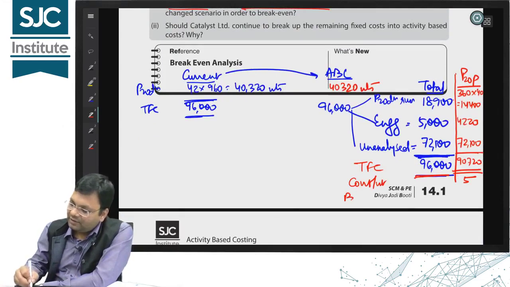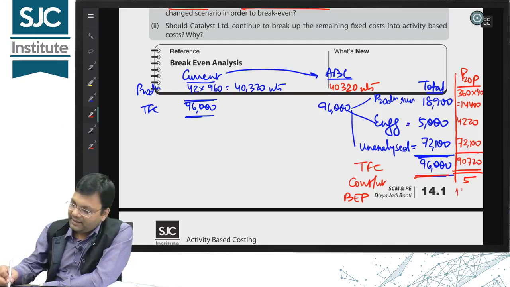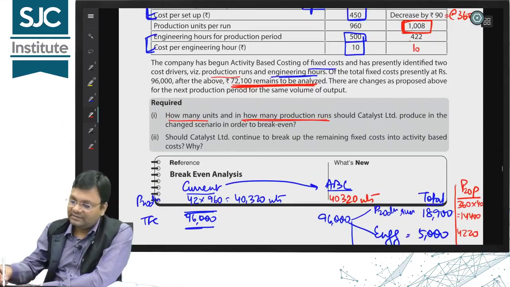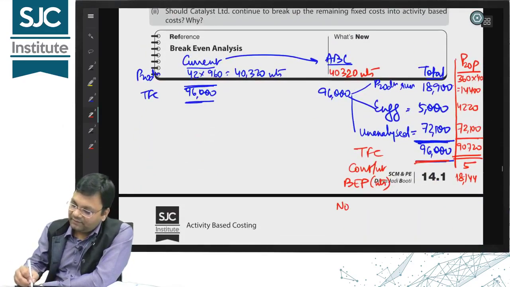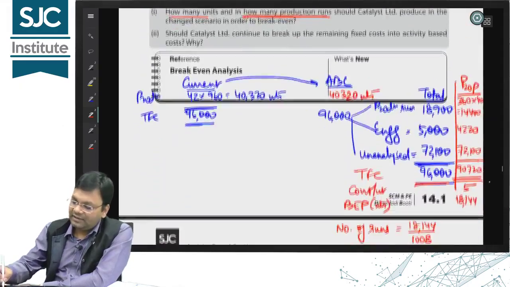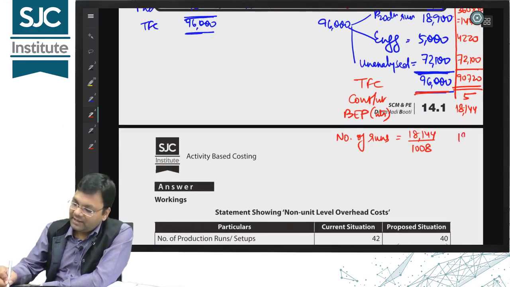So you can find now break even point 90,720 by 5. It is coming 18,144. So this is break even point in units. They are also asking to find the number of runs. In proposed scenario, number of runs will be, in each run we are producing how many units? 1008. Have you noticed this? 1008. In one run we are producing 1008 units. So divided by 1008. How many runs you are getting? 18 runs.